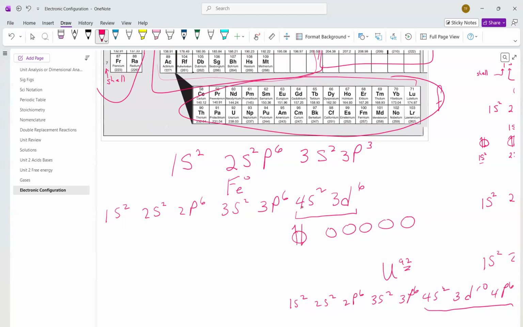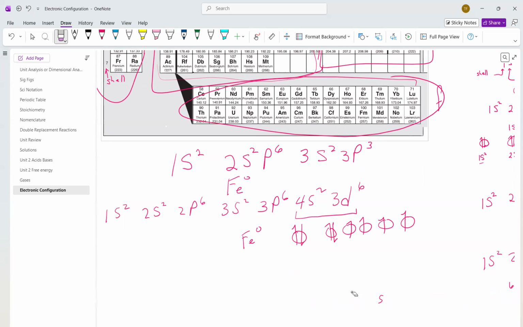Okay, so we go. There we have 6 electrons in the d's. 1, 2, 3, 4, 5, 6. Okay, so that's iron metal. It's not particularly stable because it's not a full shell, not a full half shell, or not even a full or half filled subshell. It's nothing.